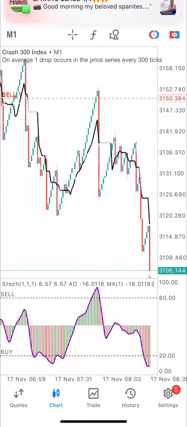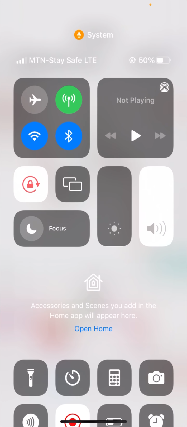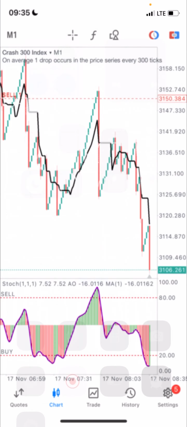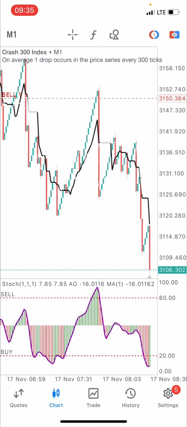As you can see, let me put this on DND so that no one will disturb us. So as you can see, we have the trade running already, and we've given it to the VIPs, and we are milking the market as usual.